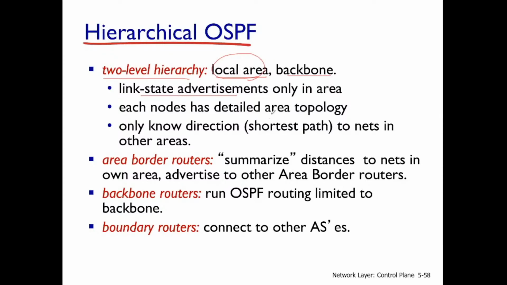And each node in each area is going to know the entire area's topology. The node inside an area will only know the direction to the area border routers in case the destination is outside of the area. So these area border routers will summarize the distance to the destinations inside their own area and advertise to the other area border routers. That's how the area border routers discover each other at the higher level. And those advertisements will also be shared by the backbone routers and the boundary router.